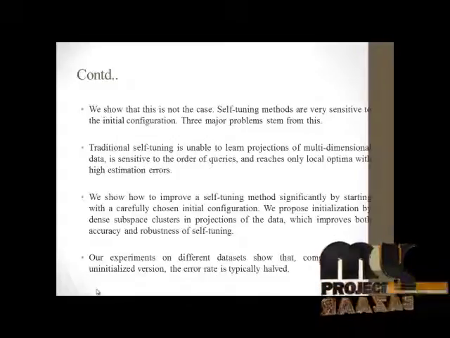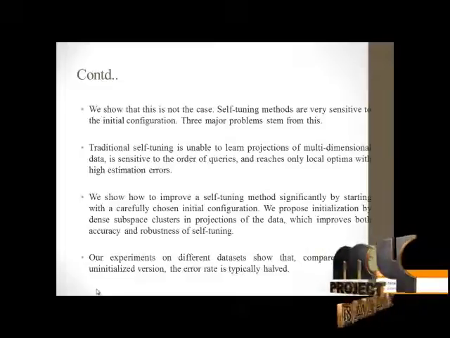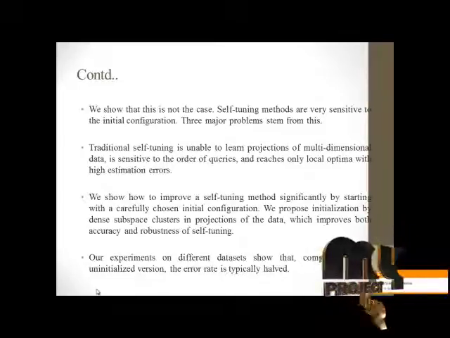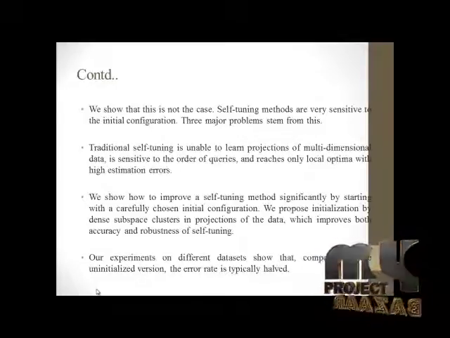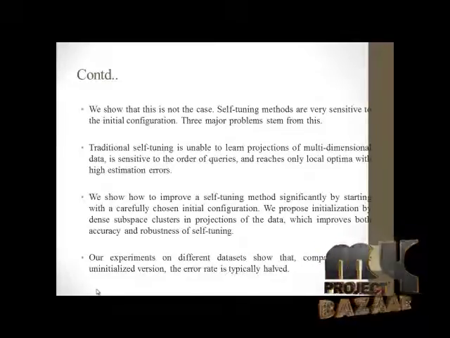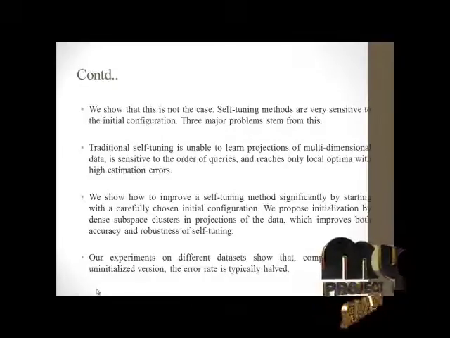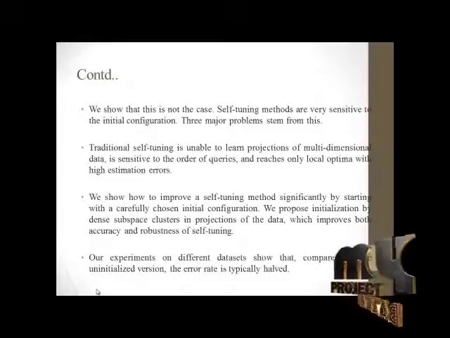We show how to improve a self-tuning method significantly by starting with a carefully chosen initial configuration. We propose initialization by dense subspace clusters in projections of the data, which improves both accuracy and robustness of self-tuning. Our experiments on different data sets show that, compared to the uninitialized version, the error rate is typically halved. This is the abstract of our process.